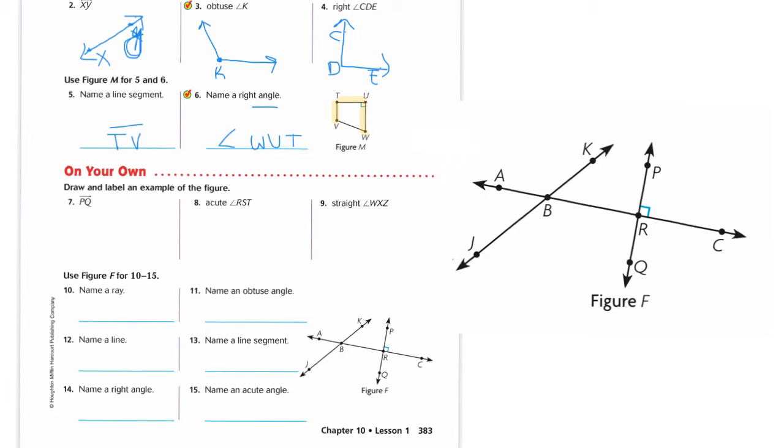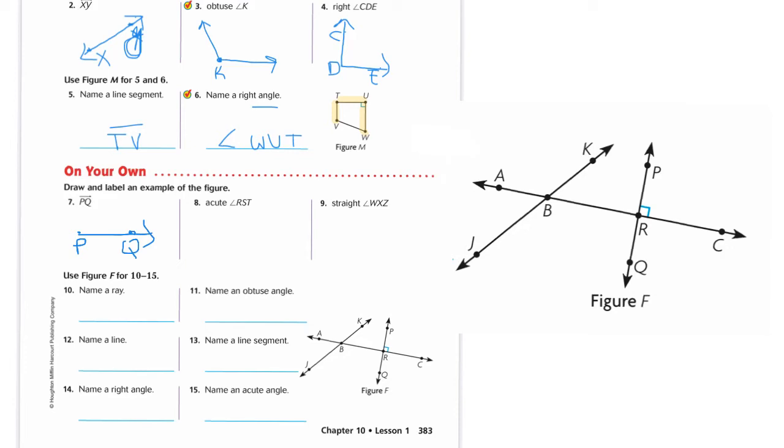Okay, here's my example for number 7. Again, you should have already paused, answered 7, 8, and 9, and you're going to check it with what I draw. So for ray PQ, it has to go in that direction, and I would put P and then Q. Just make sure you put little endpoints. So ray PQ. Then an acute angle for RST.